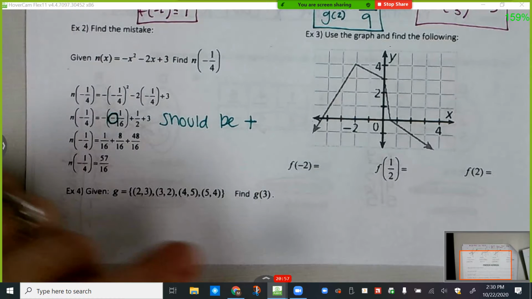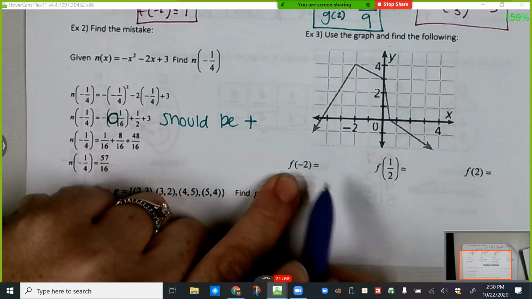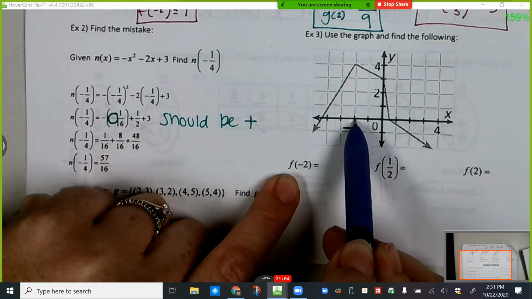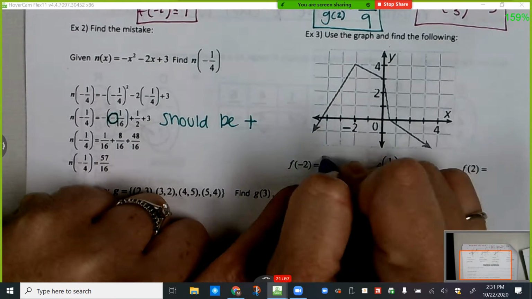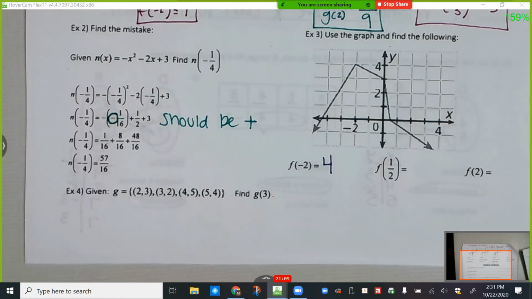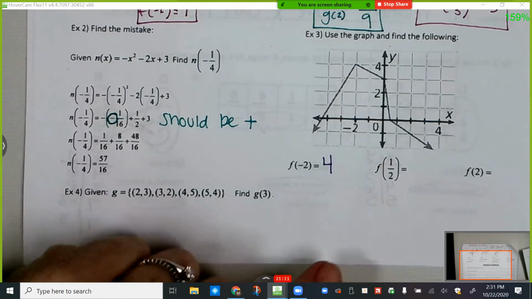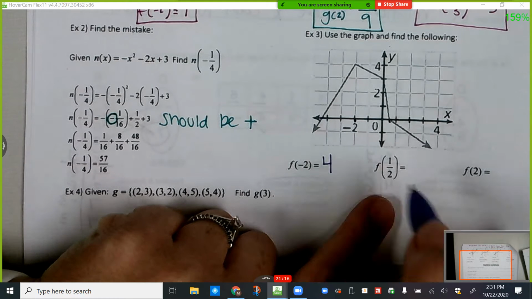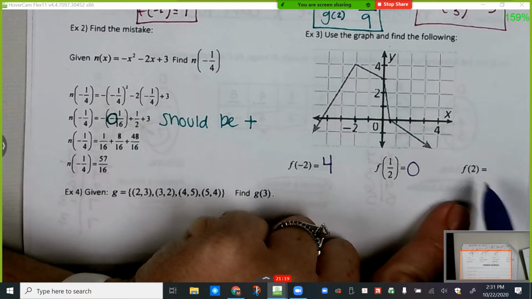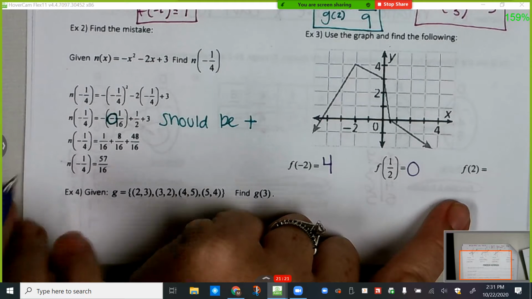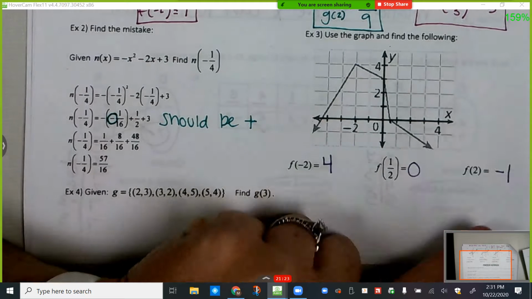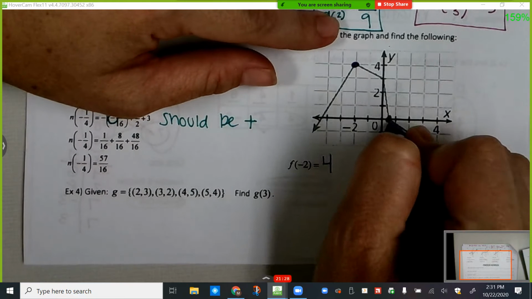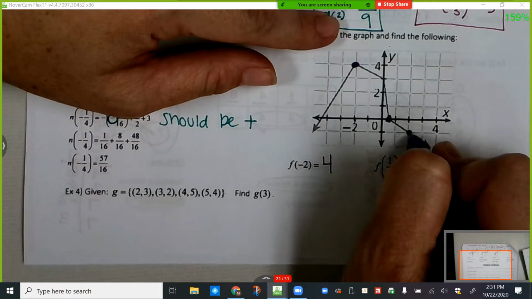Okay. This is telling me x is negative 2, so I'm going to go on my x-axis and find negative 2 here. What is the height of that graph right there? 4. Negative 2, 4. That's it? That's it. Okay, so at a half, what's the height of this graph at a half? 0. What about 2? Negative 1. So negative 2 is 4, a half is 0, and then 2 was negative 1.